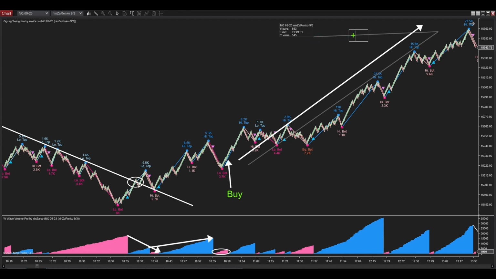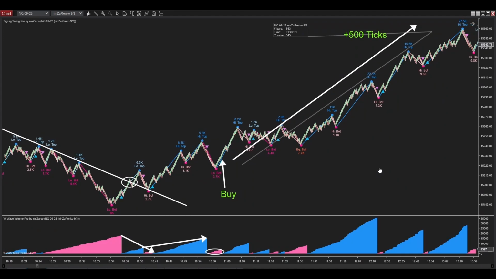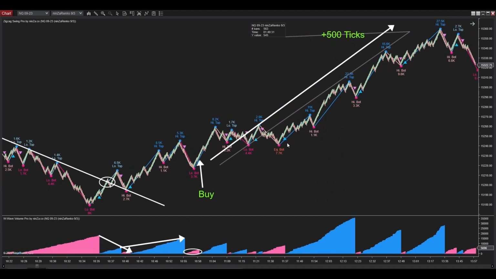The ongoing 500-tick upward movement of the price emphasizes the solidity of this buy signal. Continuing with the same trading strategy, let's examine how it applies when the price is on the rise. First, draw a trend line.